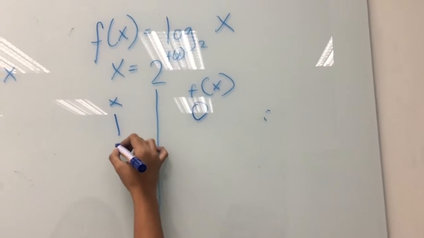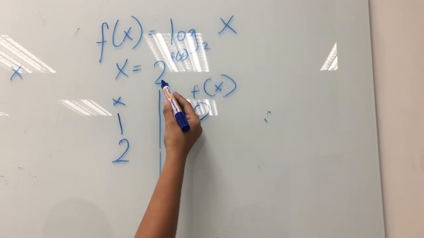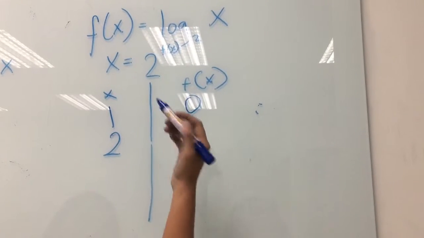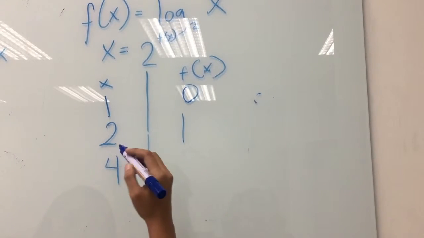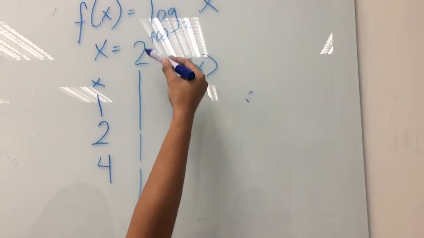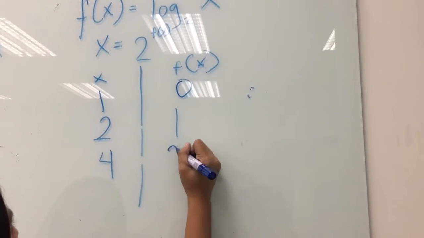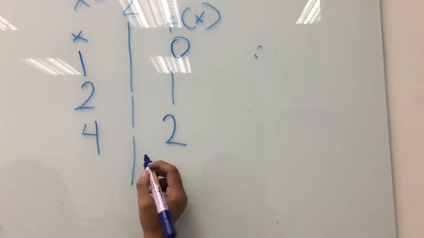Next, if I put 2, the number to be raised to 2 is 1 because 2 raised to 1 is 2. Next is 4. The number to be raised to 2 is 2 because 2 raised to 2 is equal to 4. Next, we're gonna try small values.